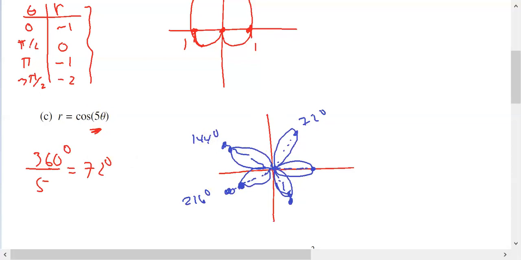So we know it's a 5. That's pretty bad. I got a really fat one there. But anyway, it's a 5-petaled rose curve where you do want to label these stems. And I believe I said this one was 272 with a 288.